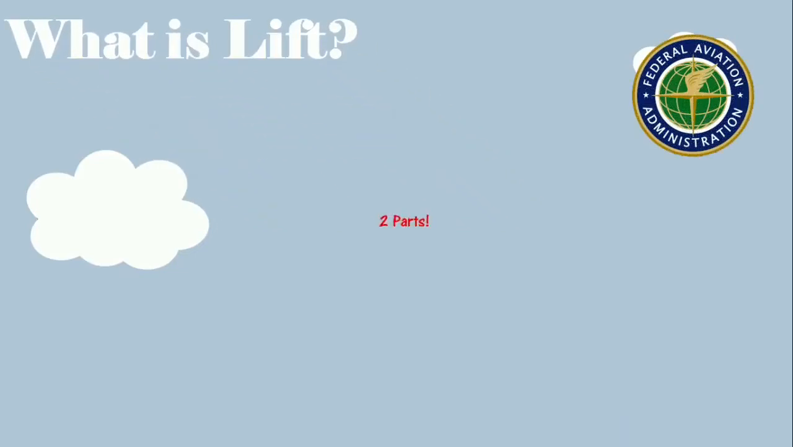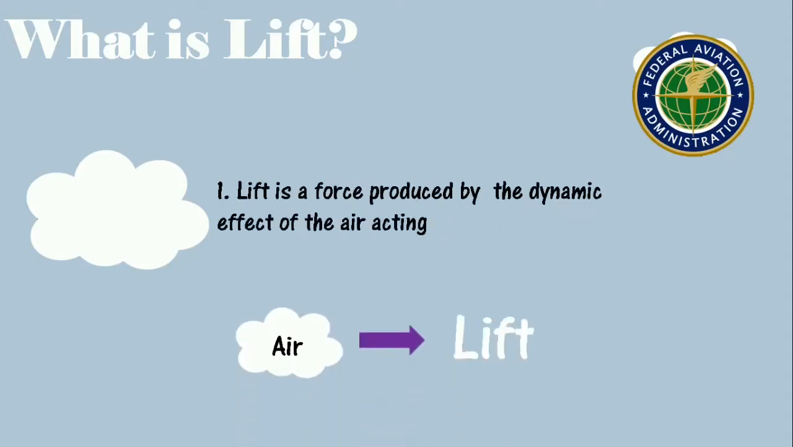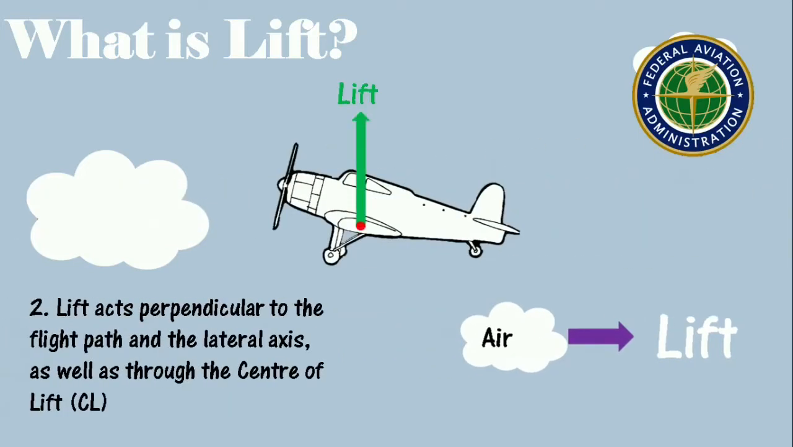So, in order to explain how lift is produced, we must first ask the question, what is lift? Well, using the FAA's definition, there are two parts to this answer that we need to know, and they are, firstly, lift is a force produced by the dynamic effect of the air acting on an airfoil, and secondly, lift acts perpendicular to the flight path and the lateral axis, as well as through the centre of lift.